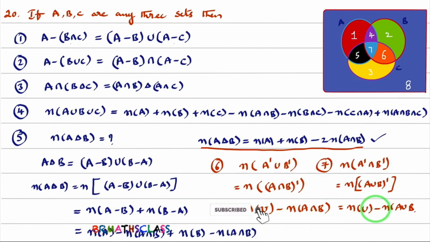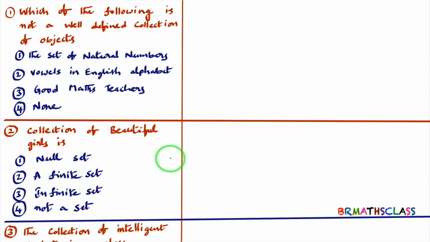So with this the synopsis part is completed. From the next class onwards we will start doing objective problems. Okay, let's see the first question. Which of the following is not a well-defined collection of objects? Try to understand what they are saying.